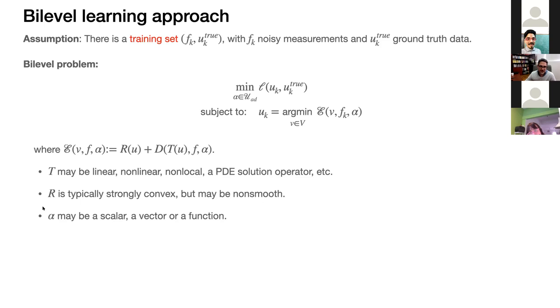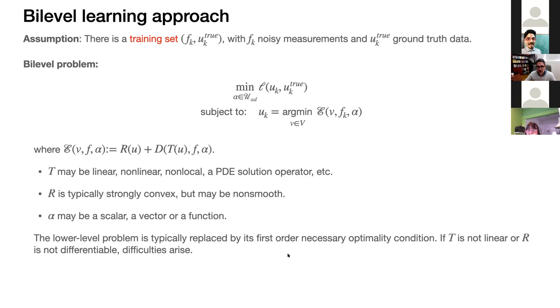Apart from that, the parameters may be a scalar, maybe a vector, maybe a function. There are also plenty of possibilities there to tune those parameters. So typically, the first idea in the context of this bi-level optimization problem is that you are tempted to replace this optimization problem by the first order necessary optimality condition. As we will see in the next slide, this is a way to go if you have a linear problem. But if T is not linear or R is not differentiable, then you cannot do that easily, and then the whole difficulties arise.